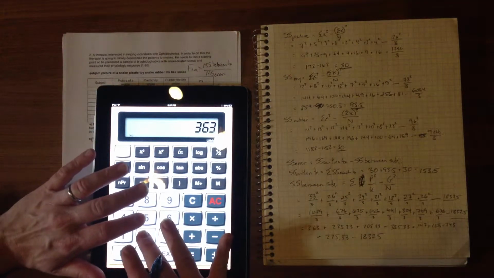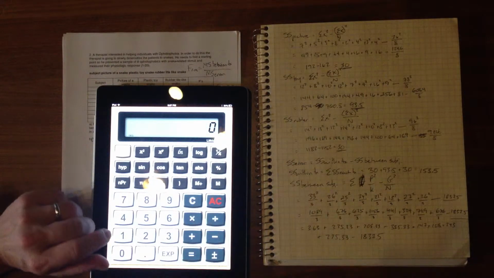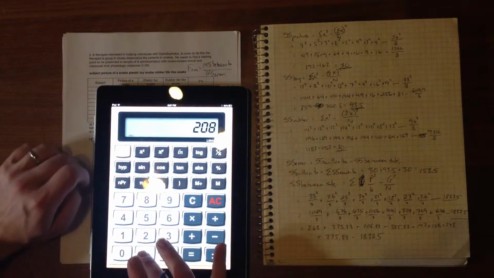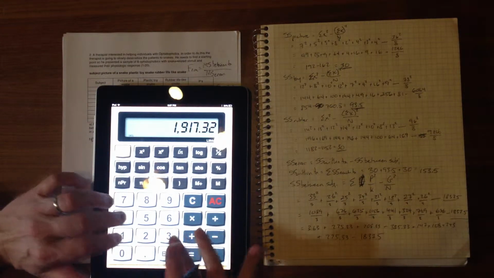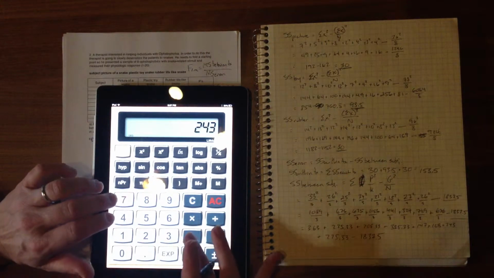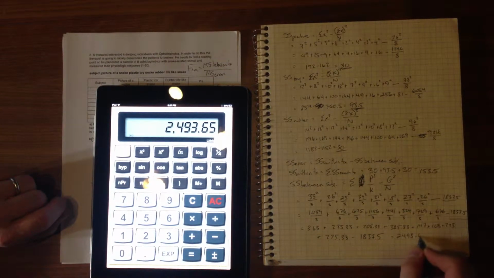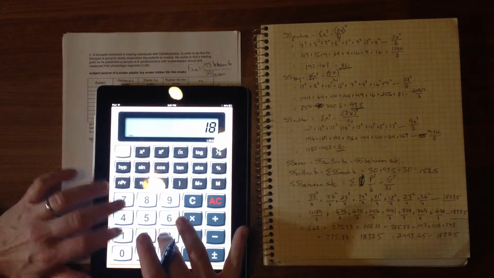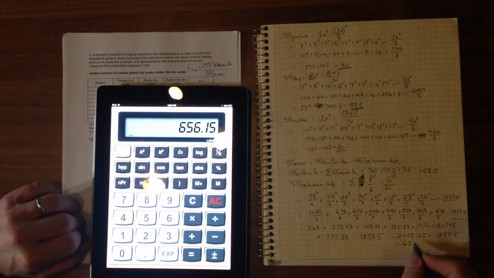363, 225.33, 208. Oops. Start over. 363 and 225.33 and 208.33 and 385.33 and 147 and 108 and 243 and 225.33 is 2493.65 minus 1837.5. I get 656.15.